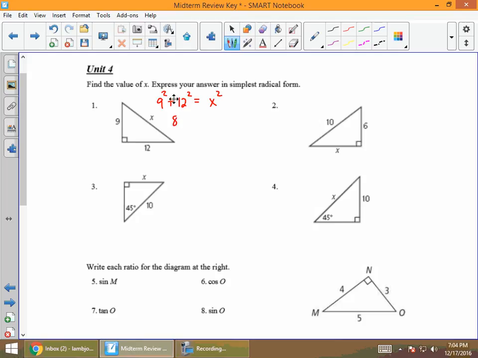9 squared is 81. 12 squared is 144. And that equals x squared. Add those two numbers together. 81 and 144 is 225. That's x squared. And then I square root that answer. And x is equal to 15.